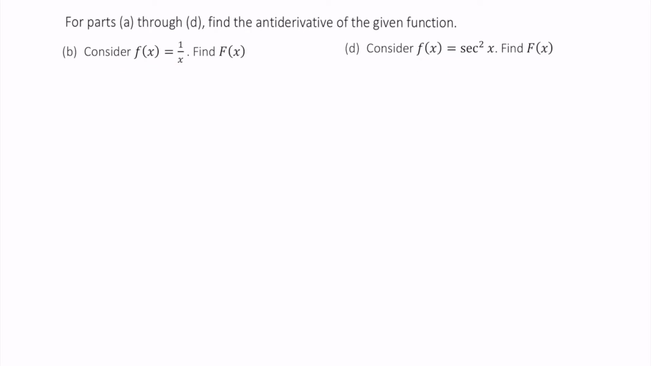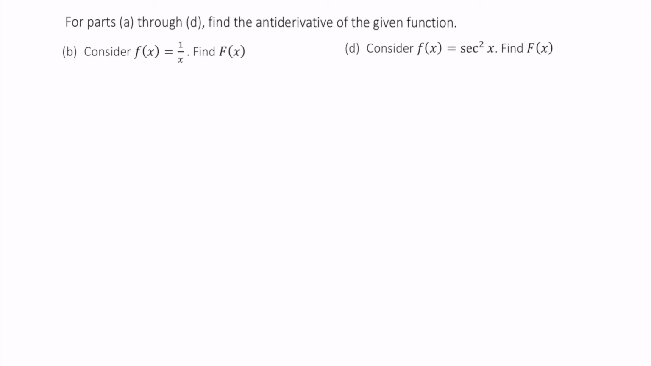Unlike the previous video in which we looked at parts A and C and parts B and D, we're not going to guess and check. We're going to use what we already know about derivatives in order to find these antiderivatives. So let's start with B.